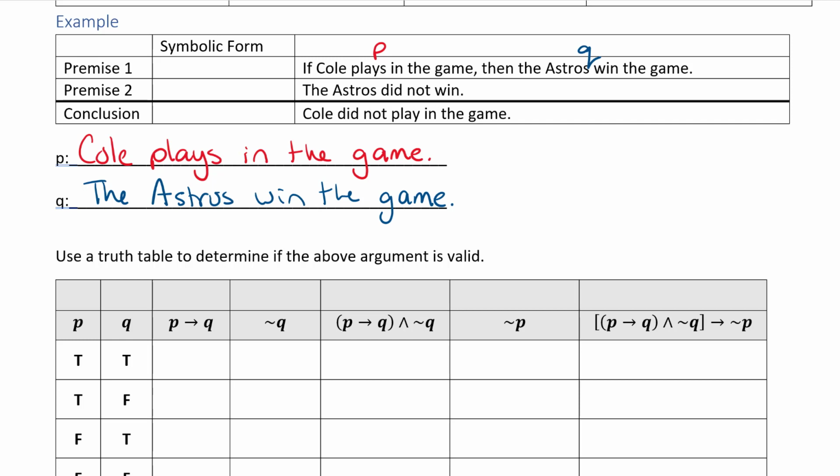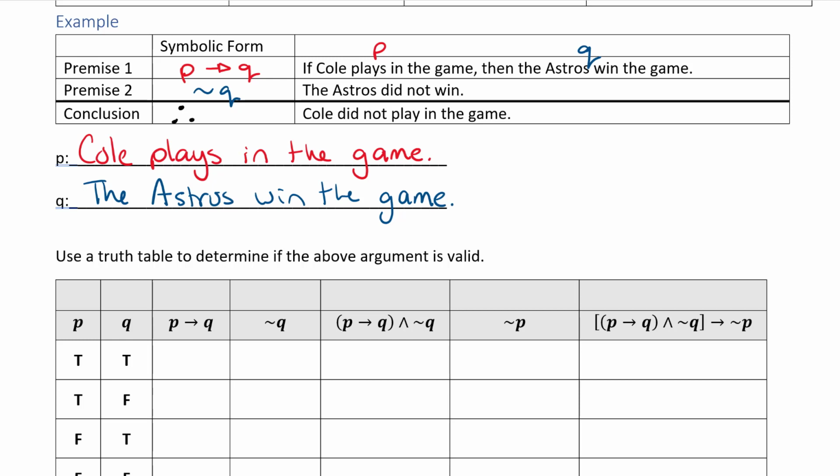So my premise 1 would be if P, then Q. Premise 2, the Astros did not win. So we're going to assume not Q is true. We're going to assume that whatever the premises the argument gives me, that they're true. So can I say that the conclusion is also true, making this a valid argument?